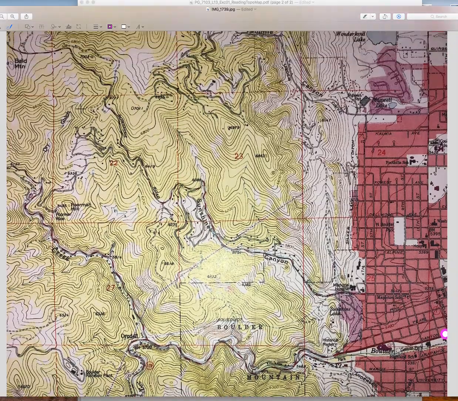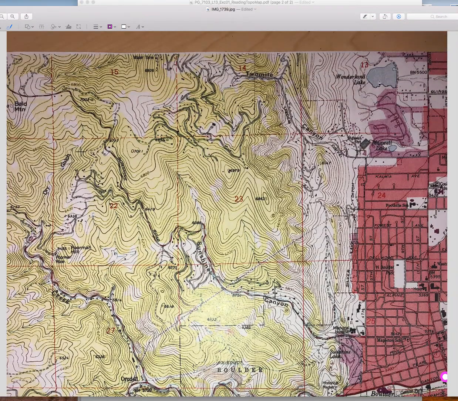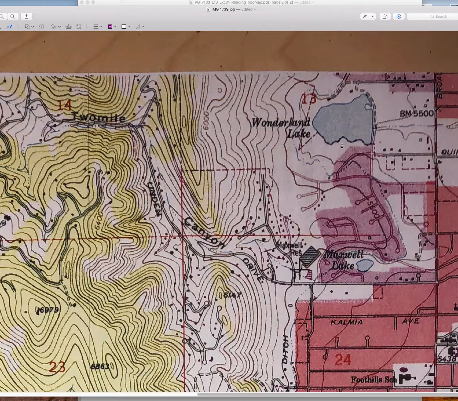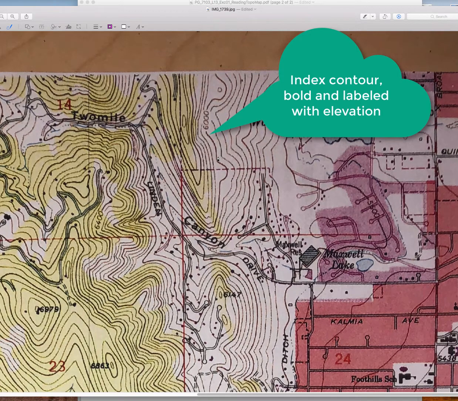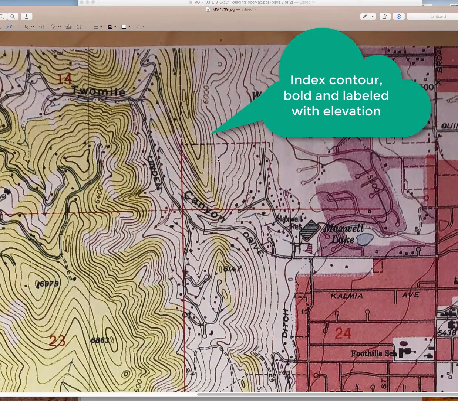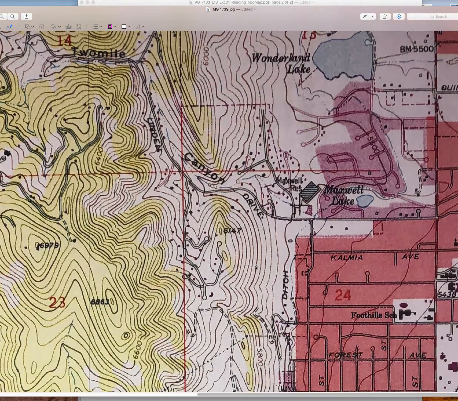Right, so the first question is asking us about Wonderland Lake. Let's zoom in a little bit on Wonderland Lake. Remember, the index contours are those contours that have the elevation labeled on them. So this one is a 6,000 foot index contour. If we look down over here, there's a 5,800 foot index contour, right? So that's this one coming through there, and this one is 6,000. So there are 200 feet between adjacent index contours.